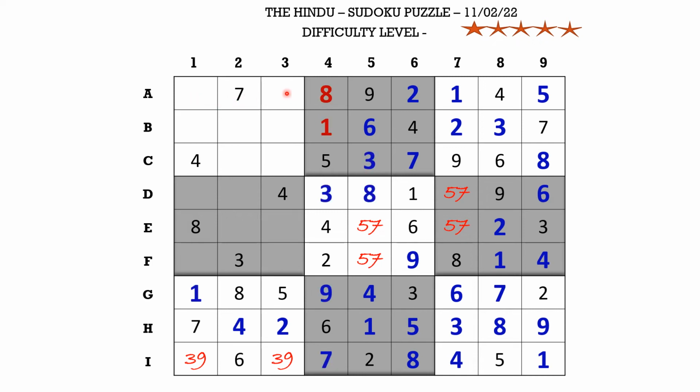In A row, the missing numbers are 3 and 6. There is 1 and 2 in this B row, which blocks these 3 cells. So 1 and 2 goes here. There is a 2 here in third column. So C3 takes 1 and C2 takes 2. You have 8 in first column and 8 in second column, which blocks these 2 cells. So 8 goes here in B3. Now these 2 cells miss 5 and 9. So 5, 9 goes in these 2 cells.